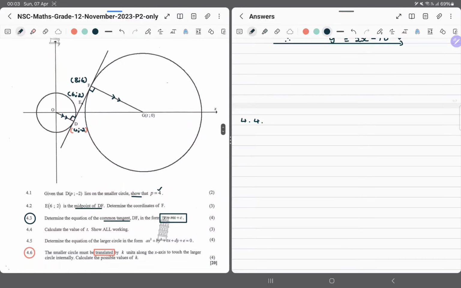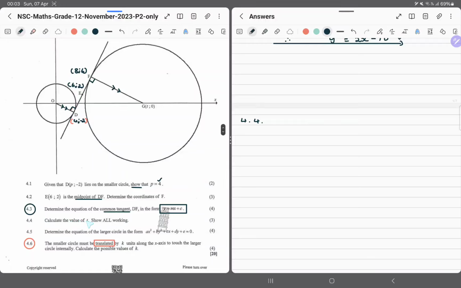4.4. We need to calculate the value of t, and then again it says show all your workings. So this means we need to show all the steps. So how do we do that? Well, we can use the fact that the line DF is perpendicular to that radius. So we can use that property again.